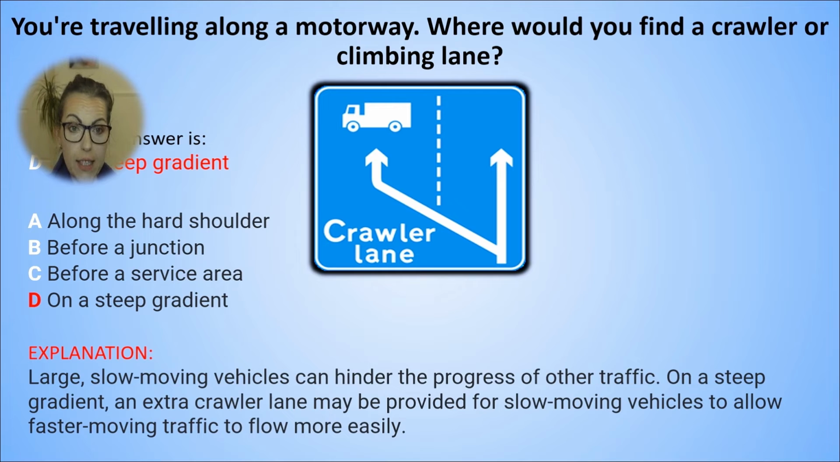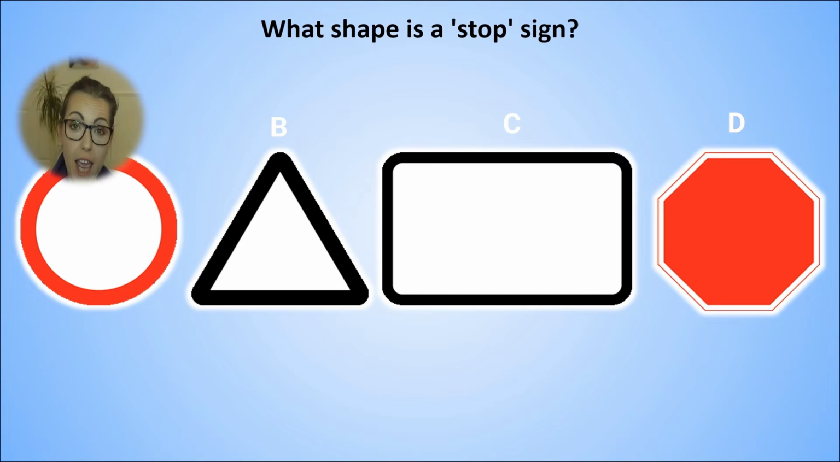Next question. What shape is a stop sign? A. Check this shape out. B. And the next shape. C. And this shape. D. And the last shape.